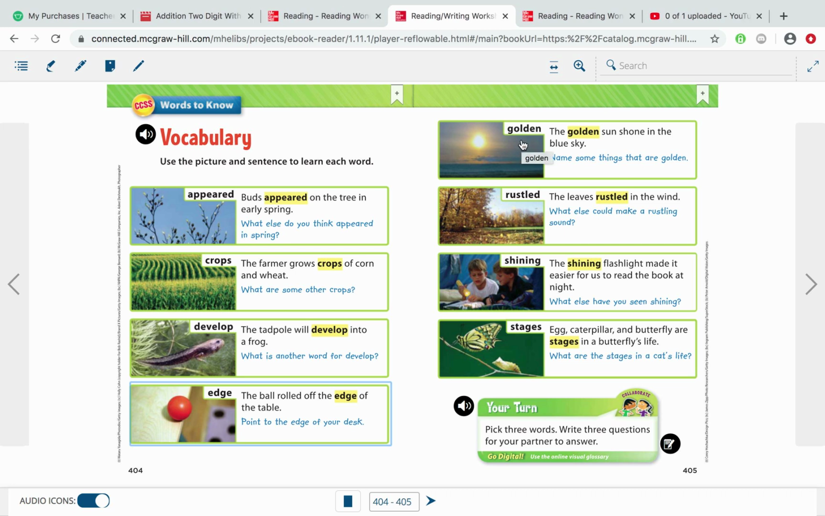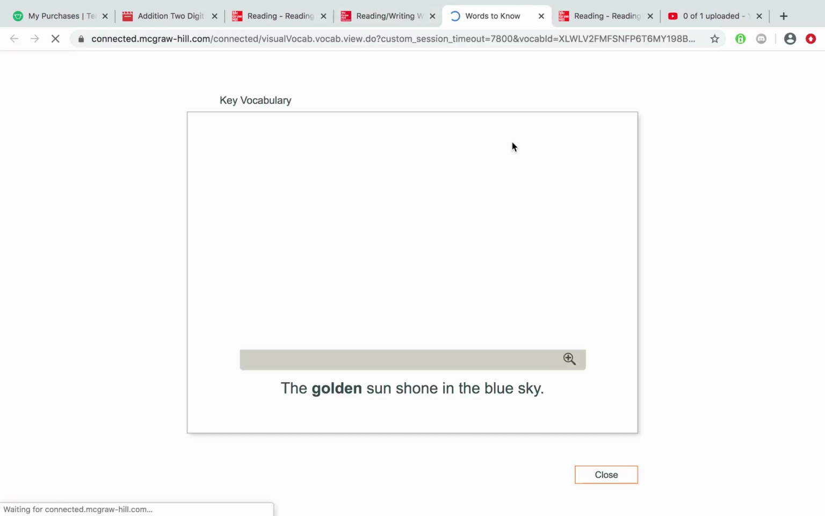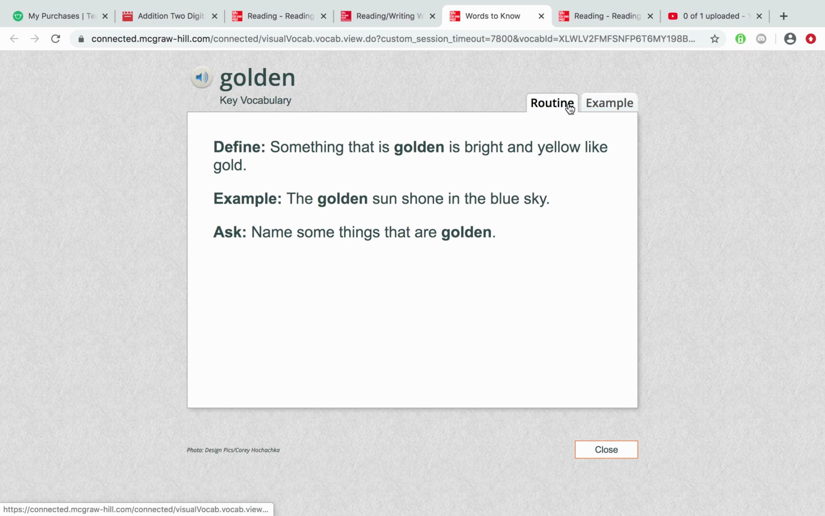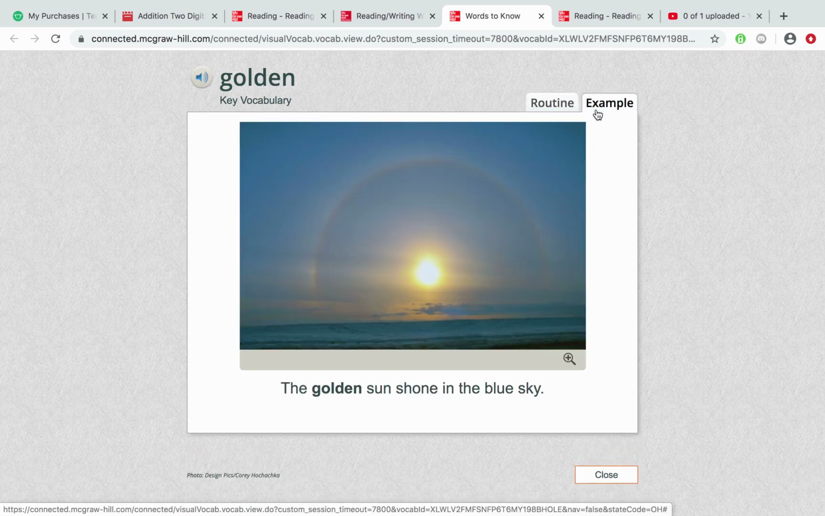Here is the word golden. The golden sun shone in the blue sky. I can't wait to see some more golden sun. It's been kind of yucky the last couple days. Here's the definition of golden. Beautiful picture. Something that is golden is bright and yellow like gold. And I would agree that the sun is golden, especially in this picture.